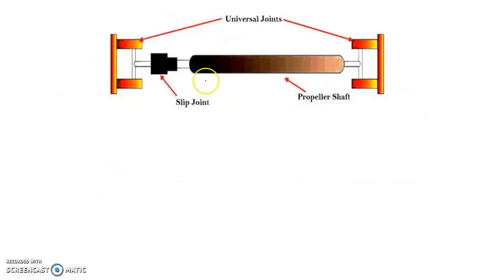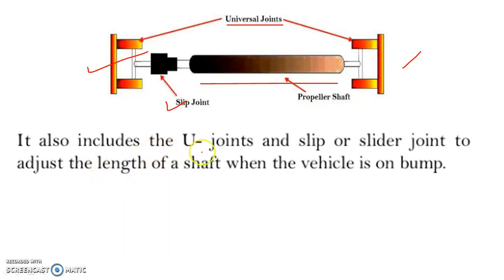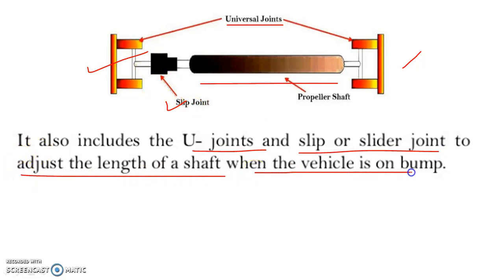So this is a sketch of the propeller shaft. You will see here the location of the propeller shaft. At the start you will see the location of the slip joint, and at the two ends, on the left hand side and on the right hand side of this propeller shaft, there are two universal joints. It includes the U joints and slip joint. Slip joint is also called a slider joint. The slip joint is used to adjust the length of the shaft when the vehicle is running.